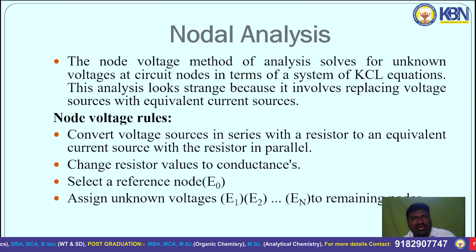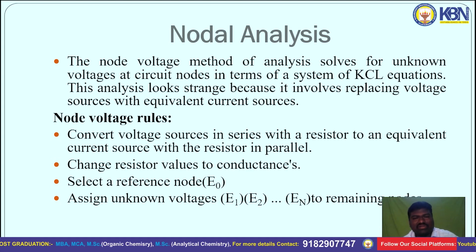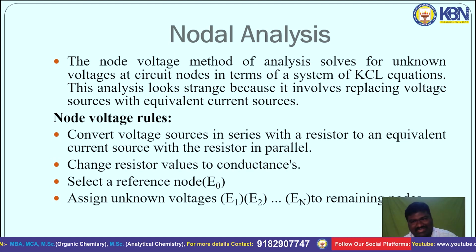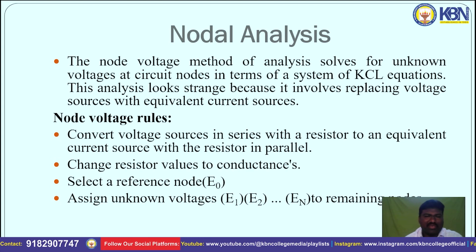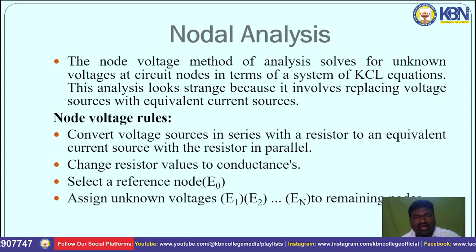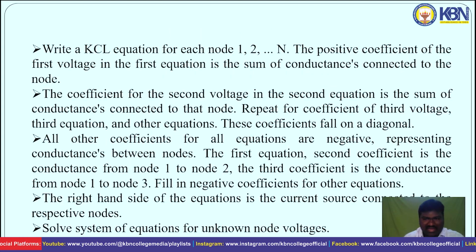Some of the rules we have to follow in the node analysis method: convert voltage sources in series with a resistor to an equivalent current source with a resistor in parallel. Change the resistor values to conductances. Select the reference node, that means E0, and assign unknown voltages E1, E2 and so on to En for the remaining nodes. Write the KCL equation for each node 1, 2 and so on to n.